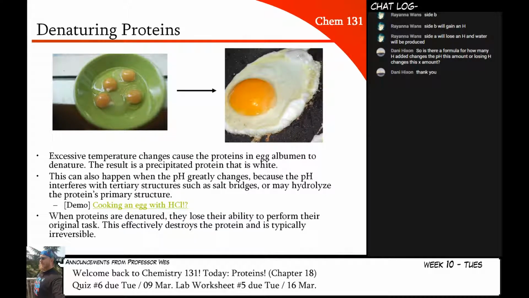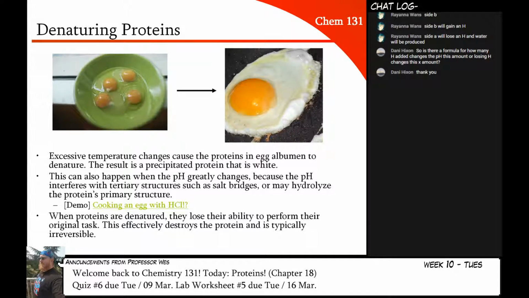Now, the other purpose that denaturing proteins serves, in addition to just hydrolyzing things, is that it destroys the proteins to the point where they can't do their original task. And this can be really important. For instance, if you have bacteria in your food, and everything has bacteria, right? Bacteria everywhere. You have bacteria in your body. All of your food has bacteria on it.